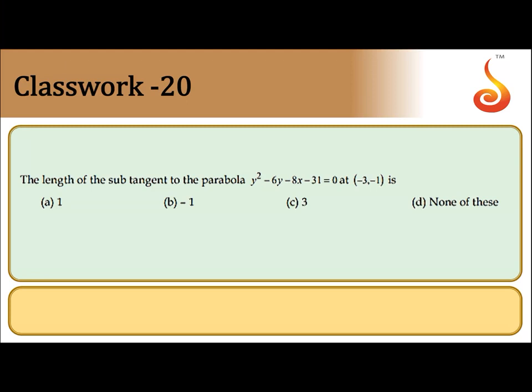Coming to next one. The length of subtangent to the curve at the point minus 3 comma minus 1. Subtangent. So what is meant by subtangent formula? Subtangent formula is equals to modulus of y1 divided by m. y1 is the y coordinate of the point and m is the slope. So the curve is y square minus 6y minus 8x minus 31 is equal to 0 at the point minus 3 comma minus 1.